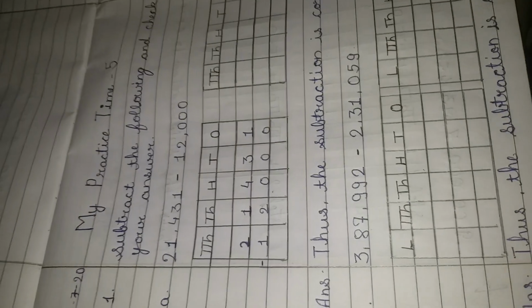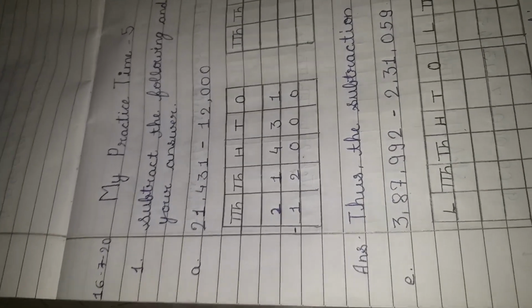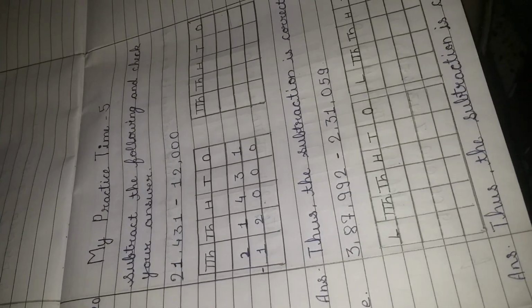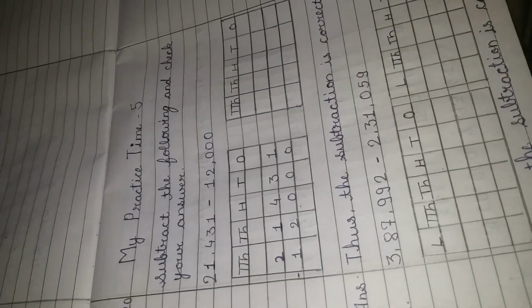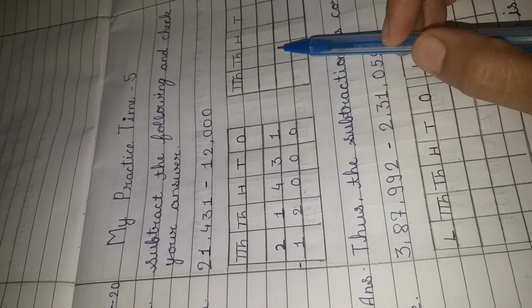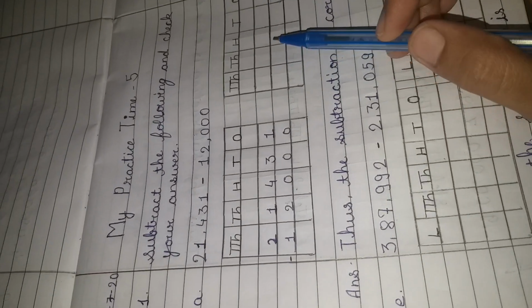Okay, so here students, we can see that My Practice Time 5 is there on page number 30. So B, C and D will be your homework. Okay, you are going to solve these three examples for homework, and we are going to solve A, E, F now for the CW. So students, our first example is 21,431 minus 12,000. So here you can see that I have drawn two boxes. Okay, as we are going to do first subtraction and then addition, so that we can check whether our answer is correct or wrong.